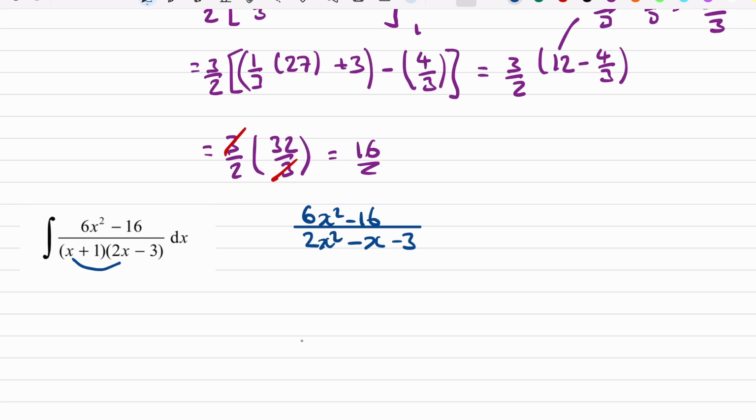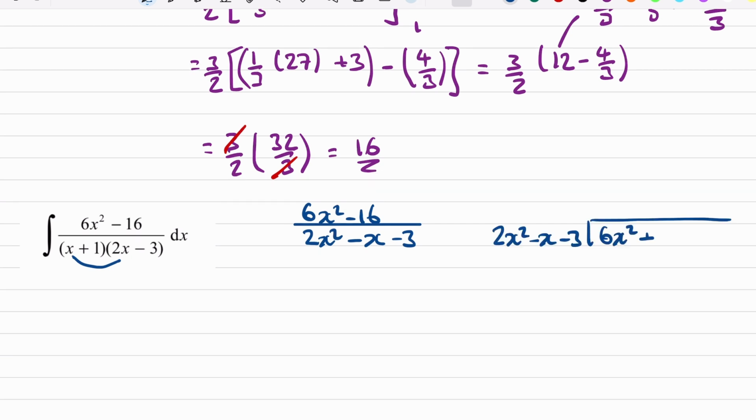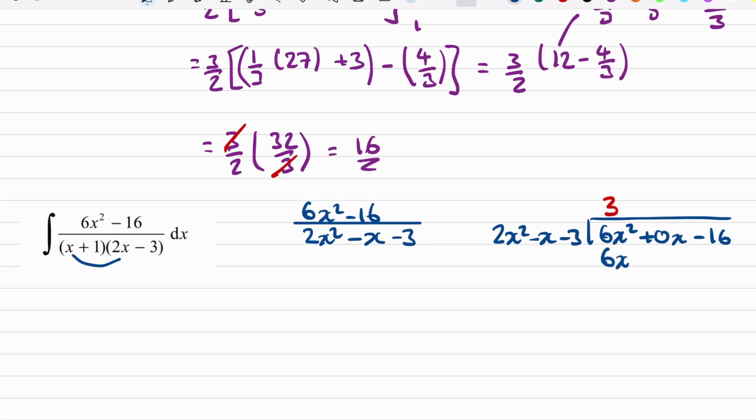So using long division, I'll include the 0x term and a negative 16. We'll divide the 6x squared by the 2x squared, and we get 3. And then we need to multiply this out. So we get 6x squared minus 3x minus 9. The difference between the x squared terms is 0, and the difference between the x terms is 0 minus the negative 3, so plus 3x. And the difference between the constants is negative 16 minus the negative 9, so this will give us minus 7.